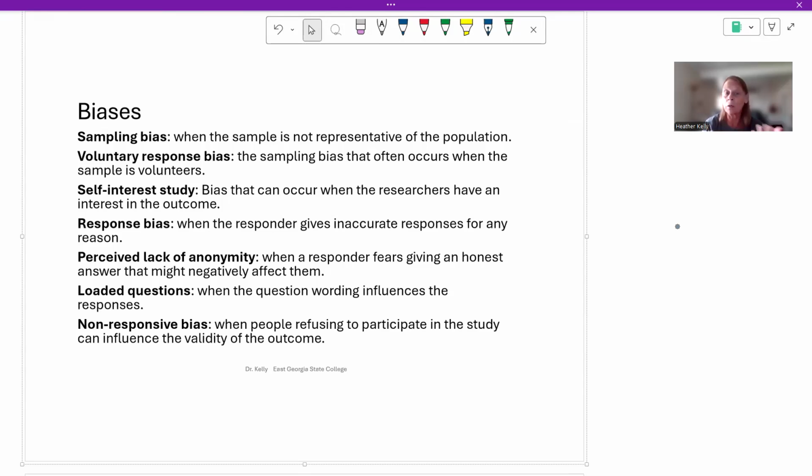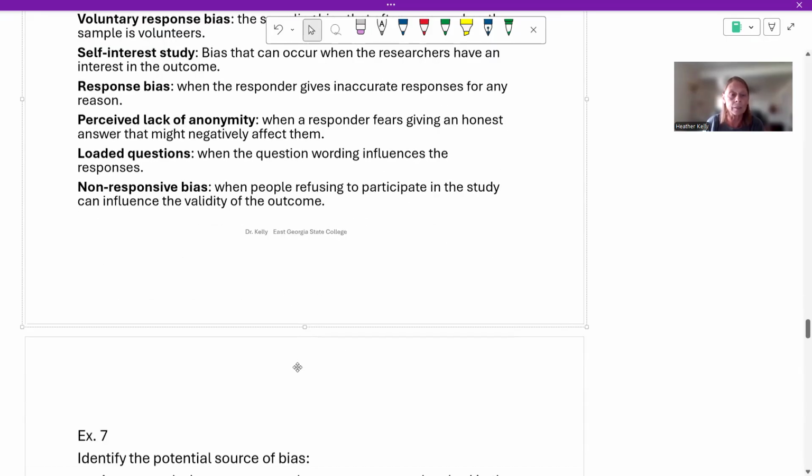And then there's the non-responsive bias, just straight up people refusing to participate, and that can also affect the validity of your outcome. So when you do a serious study, bias is part of your conclusions. You have to investigate every possible bias to explain what you've got, what your answers and conclusions are. You have to argue it from your side and from every other side around. So it's always important to keep your eye out for bias.